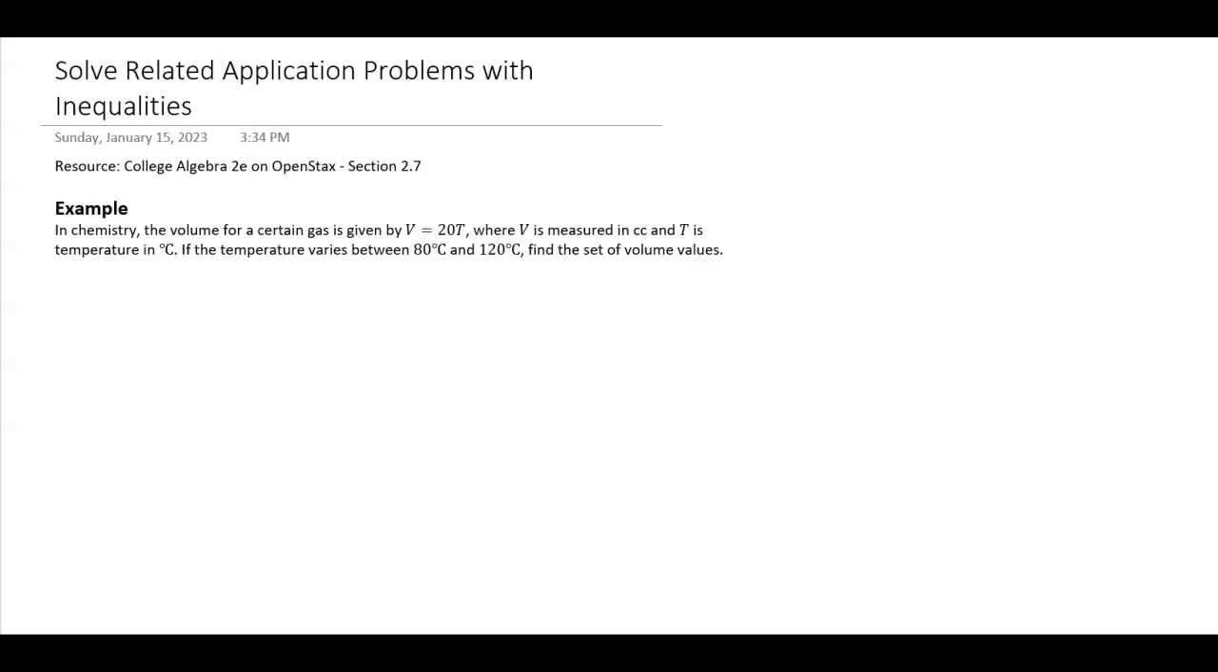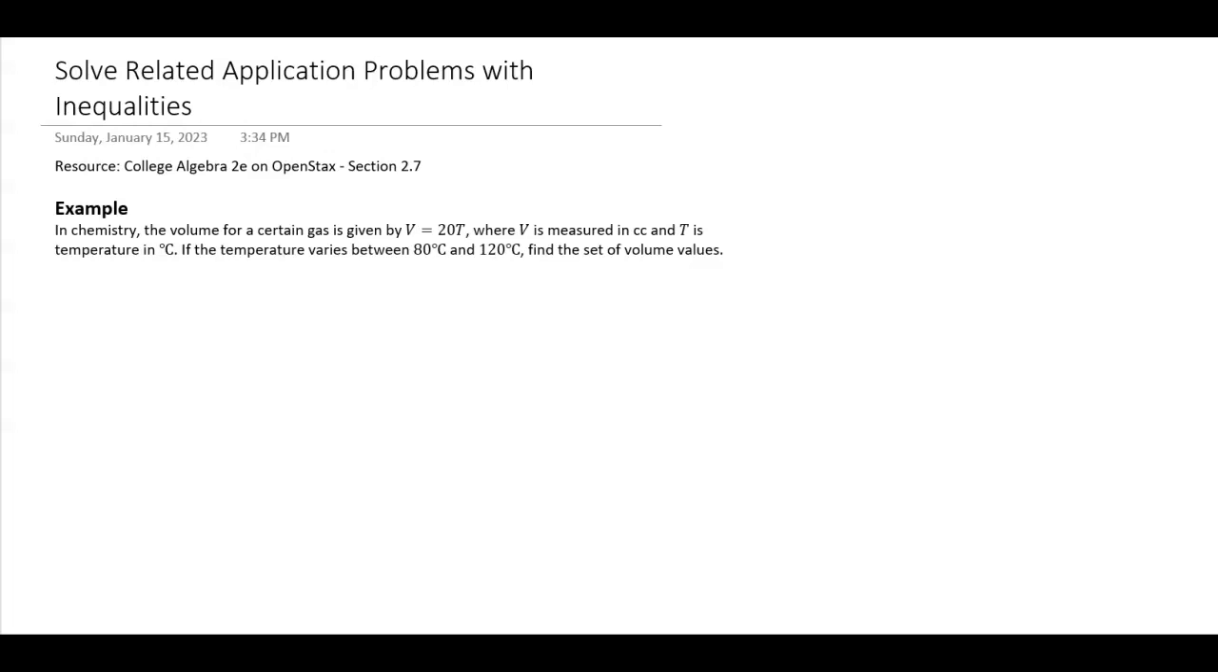All right, this problem is going to look at some related application problems, just one actually, with some inequalities. So there is a chemistry example given here where we know that the volume for a certain gas is given by V equals 20T, where V is in cubic centimeters and T is temperature in Celsius.